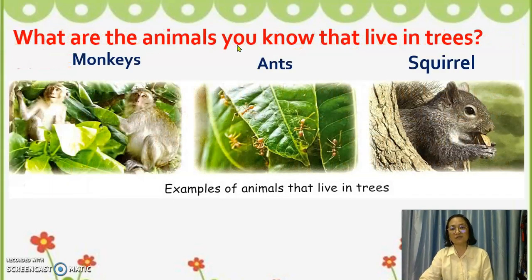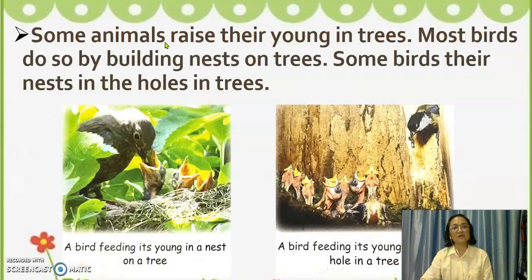What are the animals you know that live in trees? These are some examples of animals that live in trees. We have here monkeys, ants, and squirrels. Some animals raise their young in trees. Most birds do so by building nests on trees. Some birds build their nest in a hole in trees. In this picture, a bird is feeding its young in a nest on a tree. And here, a bird is feeding its young living in a hole in a tree.